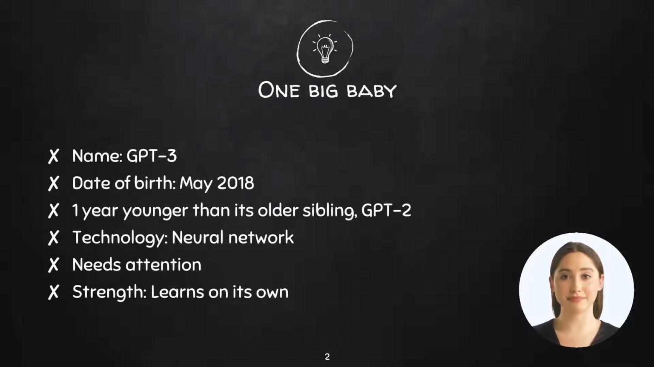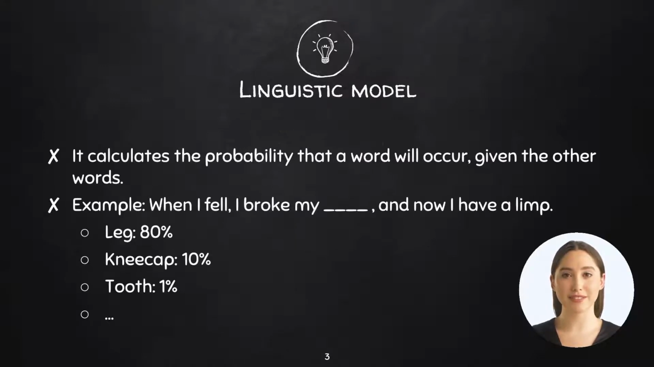text. That's right, GPT-3 is an extremely qualitative linguistic model, and the way it works is simple. The model calculates the probability that a word will occur, given the other words in the context. For example, in this sentence, "When I fell, I broke my, and now I have a limp," the probability that the word is "leg" is extremely high, but given the context, it could also be "kneecap."